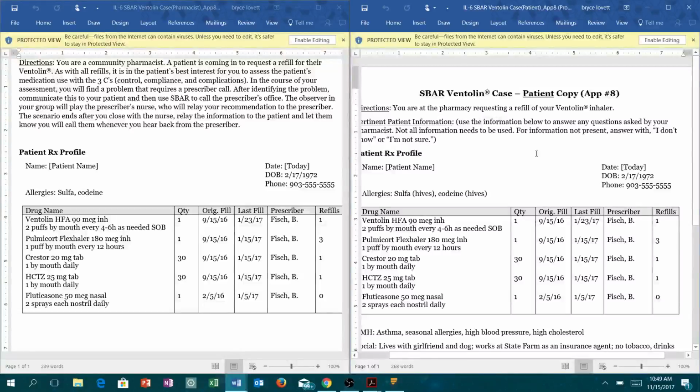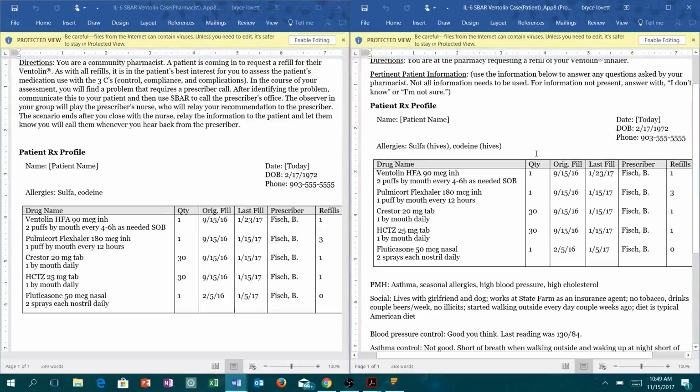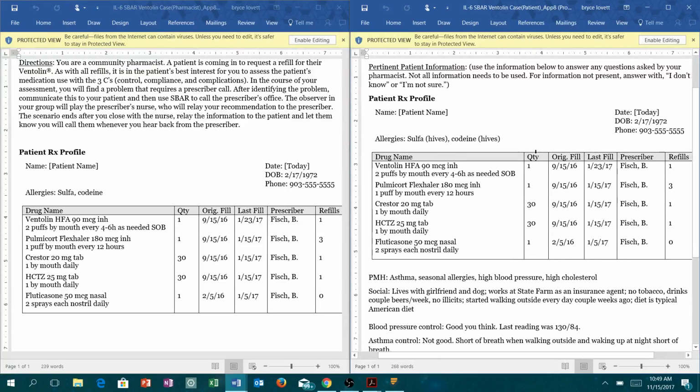2/17/1972. All right, what allergies do you have? I'm allergic to sulfa. It gives me hives. Okay. And codeine. It gives me hives. All right, great. So you're here to pick up your Ventolin.